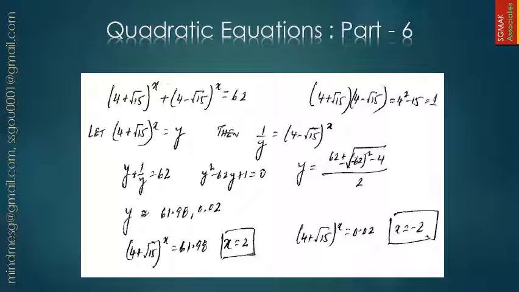4 plus square root of 15 raised to the power x, plus 4 minus square root of 15 raised to the power x is 62. So solve for x. 4 plus square root of 15 multiplied by 4 minus square root of 15 is 1. So one is the reciprocal of the other. That's why if you substitute the first term as y, the second term is 1 over y. So you get a quadratic in y, and the roots are 61.98 and approximately 0.02. If you solve, you get the value of x as plus minus 2.